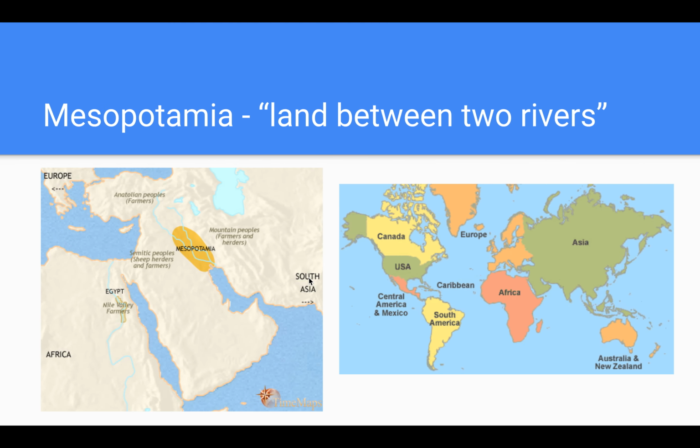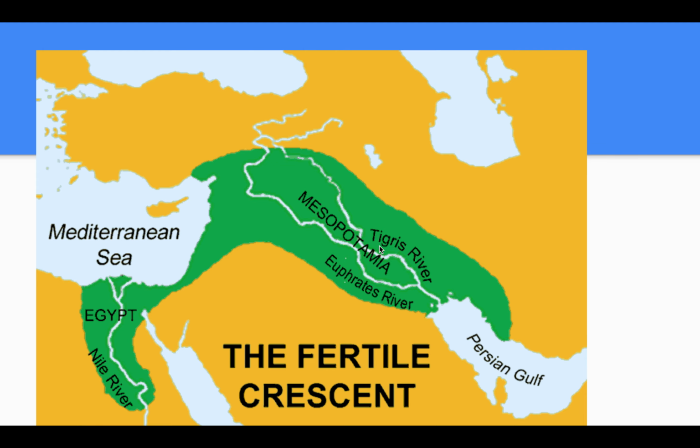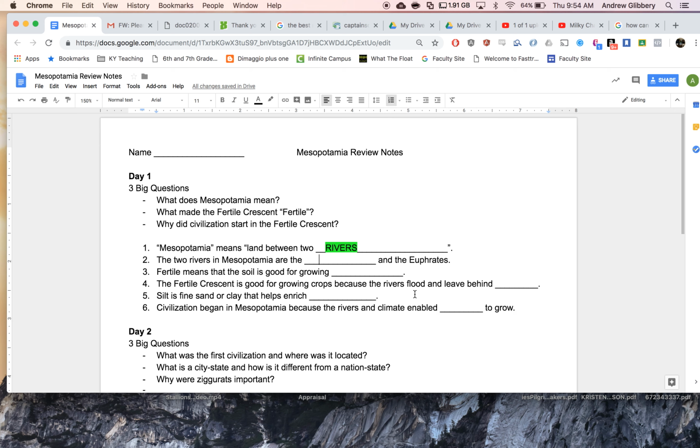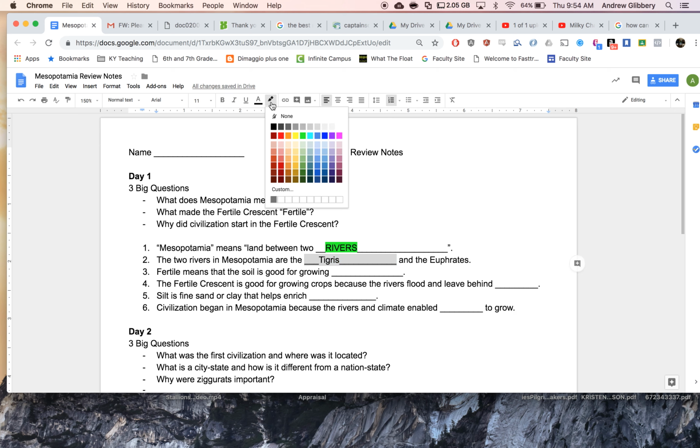Number 2, those 2 rivers are the Tigris River and the Euphrates River. So number 2 on your notes, T-I-G-R-I-S, Tigris and Euphrates. Notice how they run right through this region that we call Mesopotamia. Number 2, Tigris. I guess I'm going to highlight it each time. Here we go. Tigris, okay.